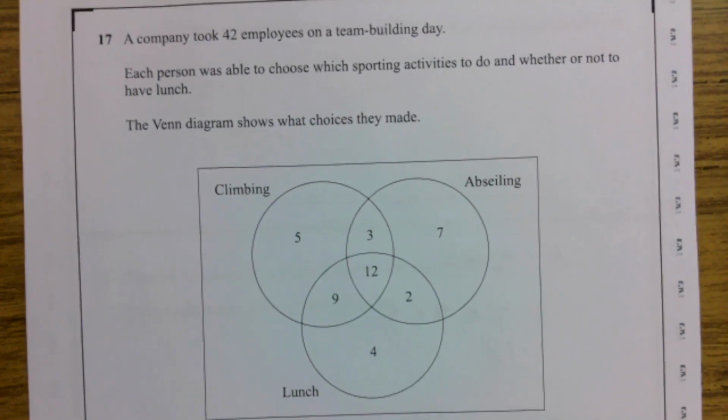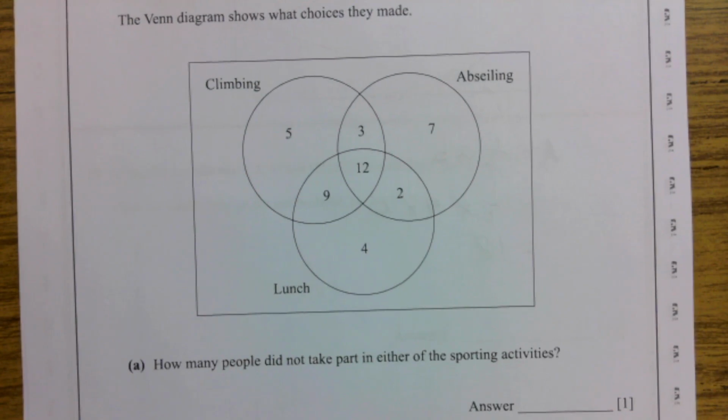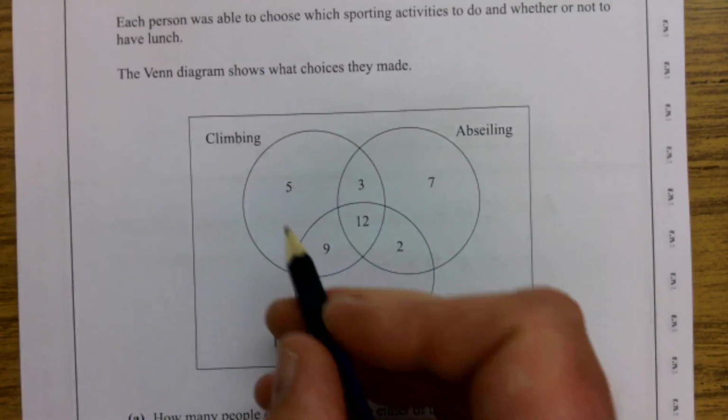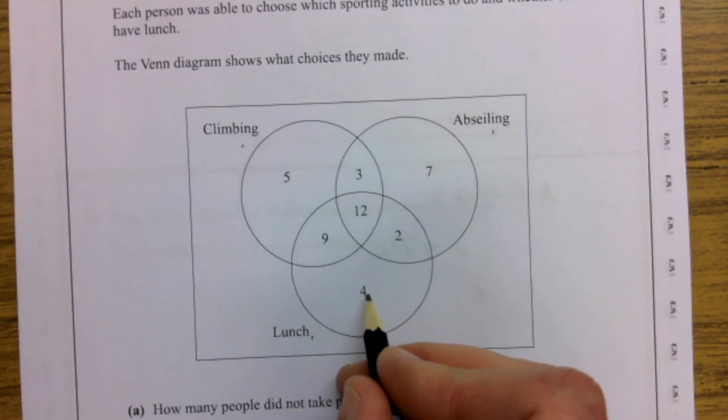A company took 42 employees on a team building day. Each person was able to choose which sporting activities to do and whether or not to have lunch. The Venn diagram shows what choices they have made. How many people did not take part in either of the sporting activities? So climbing, abseiling and lunch, those people were all part of that, so it's going to be 4.